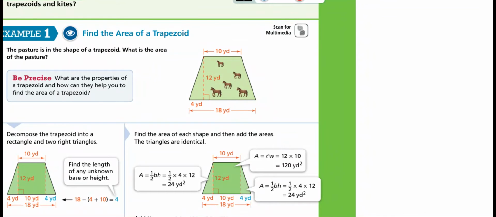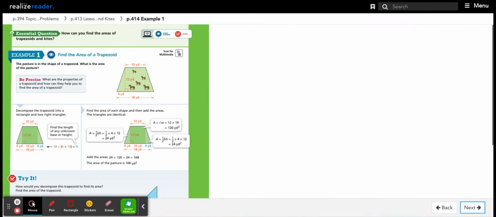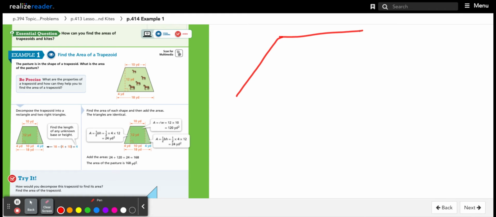into parts. The directions say to decompose the trapezoid into a rectangle and two triangles. If we decompose something, we're going to split it up into parts. So you can see how they made a dotted line down the sides of the trapezoid. So they split the trapezoid into a rectangle and two sides. So I'm just going to make this a little bit bigger so that we can talk about how they were able to split this trapezoid up.